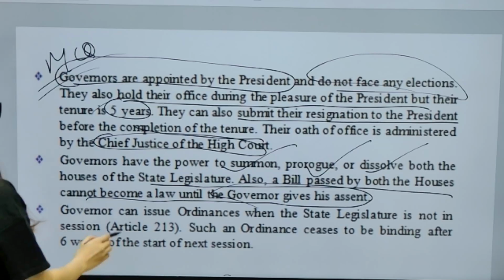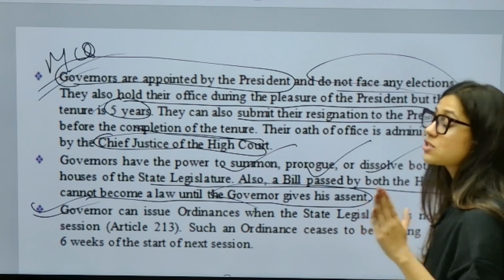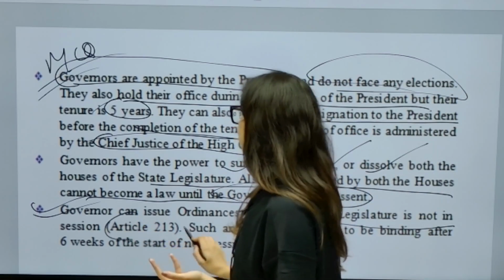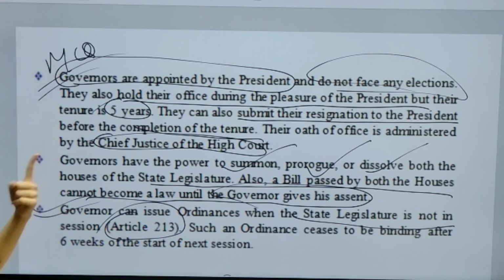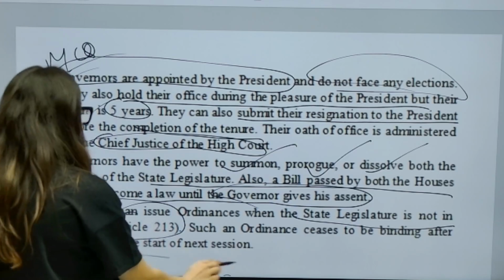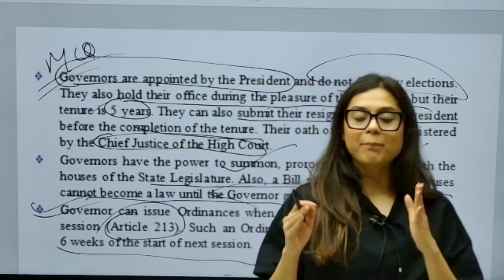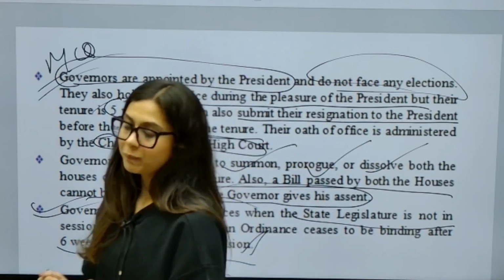Fine. Then he can issue ordinance. Just like president, governor also has the ordinance making power when the state legislature is not in session under article 213, and president's article was 123, and such ordinance ceases to be binding after 6 weeks of the start of the next session. So it will be null and void if the legislature doesn't give its stamp on this law.